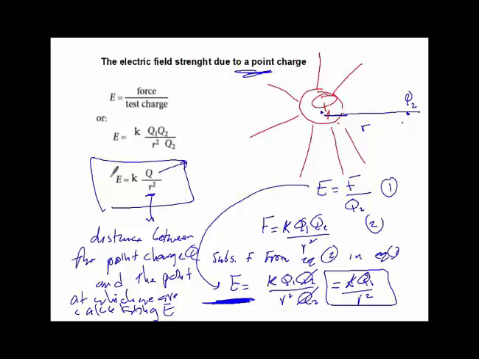Okay, now again this K, as you know before, is 1 over 4 pi epsilon naught. This is the permittivity of free space, but we know the value of K, so we just have to substitute the value of K.